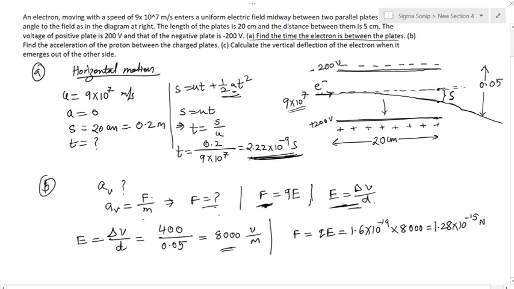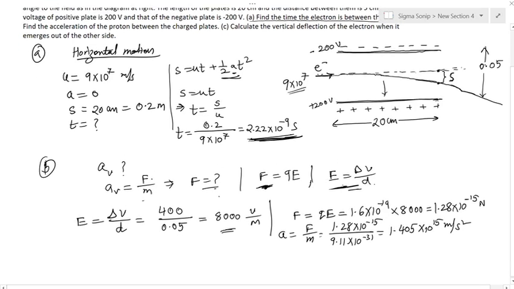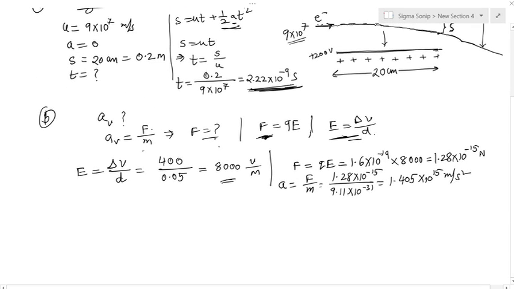We got the force. Now we can find the acceleration of the electron, which is equal to F divided by M, and that comes out to be 1.405 times 10 to the power 15 meter per second square. Now it is a simple question. My electron is between the plates for this much time, and all this while it is getting accelerated in the vertical direction by this much amount. So I consider the vertical motion here.